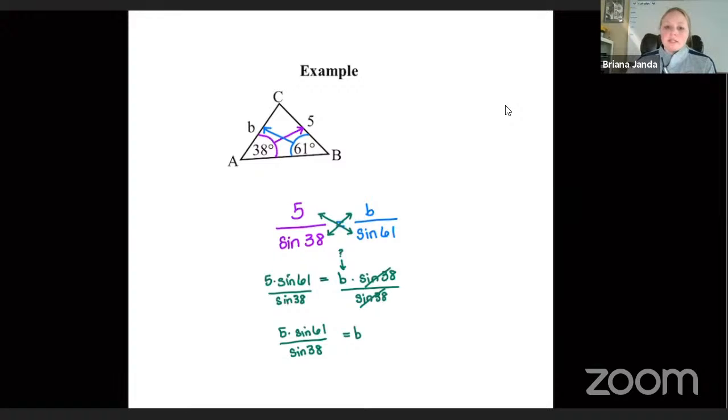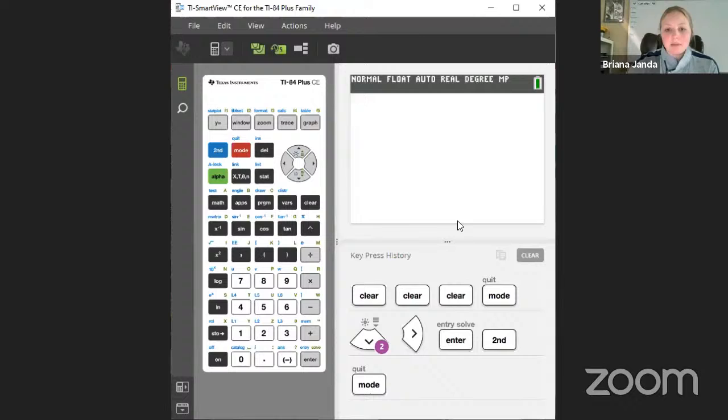Now, when we see things like the sine of 61 and the sine of 38, going to my calculator, those end up being very ugly numbers, which is why we're going to try to avoid doing too much in our calculator and trying to round too much. So let's go to our calculator now. I want to look at how I can type this in to avoid as much rounding as possible. Now, I'm going to do this a couple times because we have different types of calculators out there.